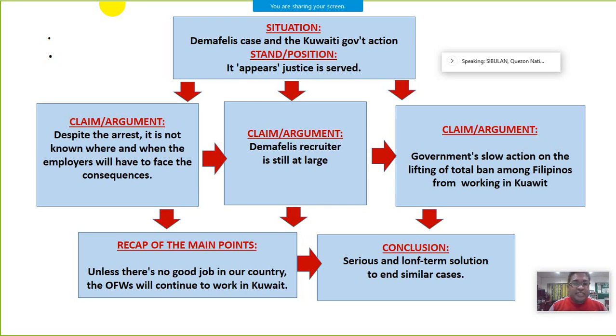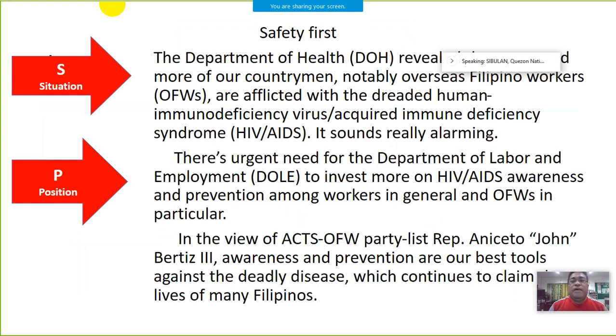despite the arrest, it is not known where and when the employers will have to face the consequences. Then argument 2, the Mafeles recruiter is still at large. Then argument 3, the government's slow action. Then we have the concluding part: a recap of the main points, and then the conclusion, a serious and long-term solution to end similar cases. So that is a simple format, or a simple approach in writing an editorial.